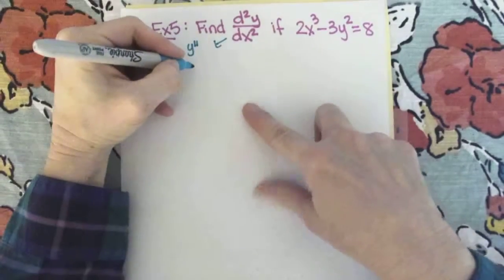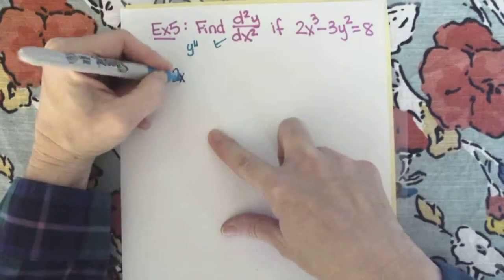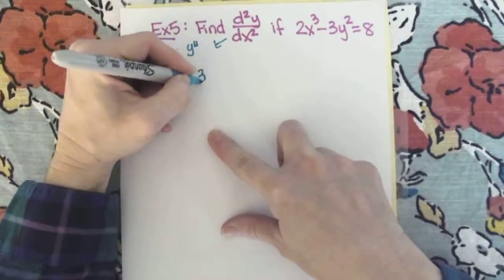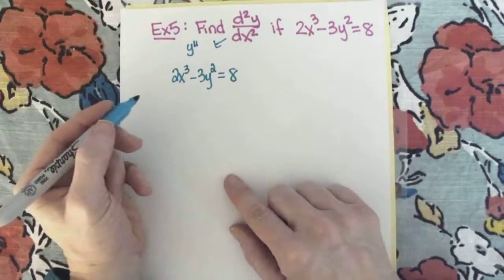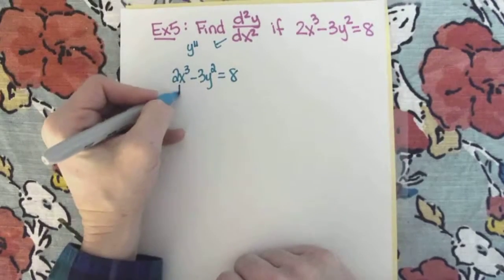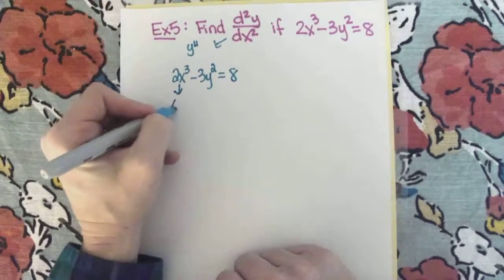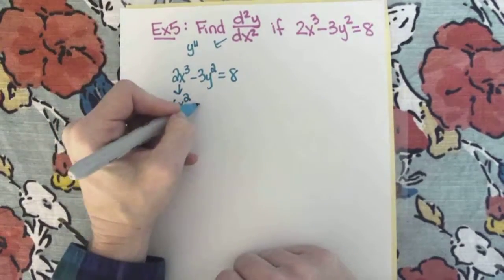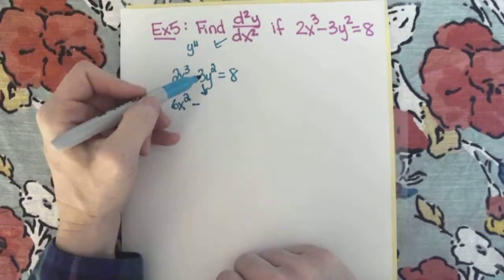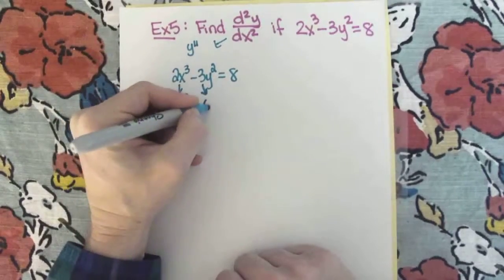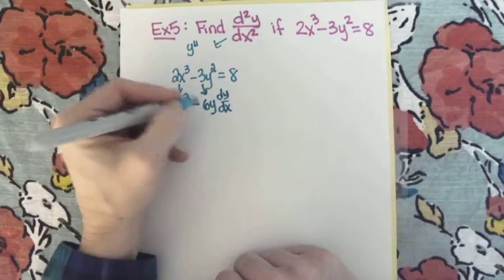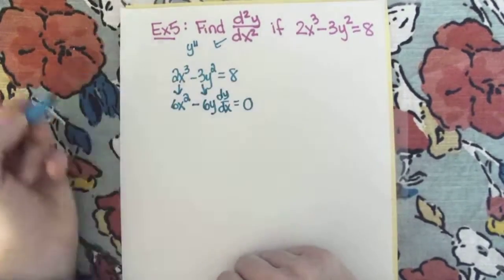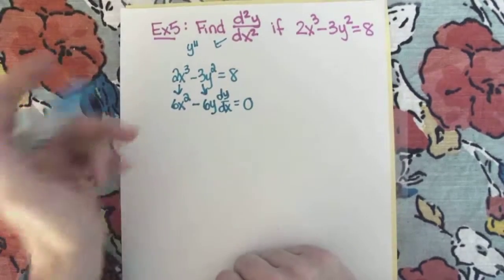So here we go. Our problem is, I'm going to click and drag this. It's 2x to the third minus 3y squared equals 8. So let's go ahead and use implicit to take the first derivative. Derivative of 2x to the third is going to be 6x squared minus derivative of 3y squared is going to be 6y, tack on dy/dx, because it's a y. Derivative of 8 is 0.